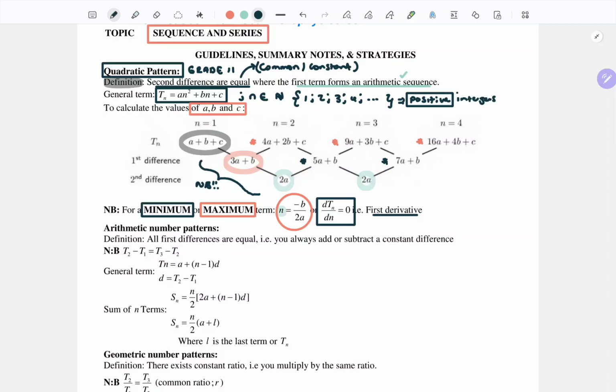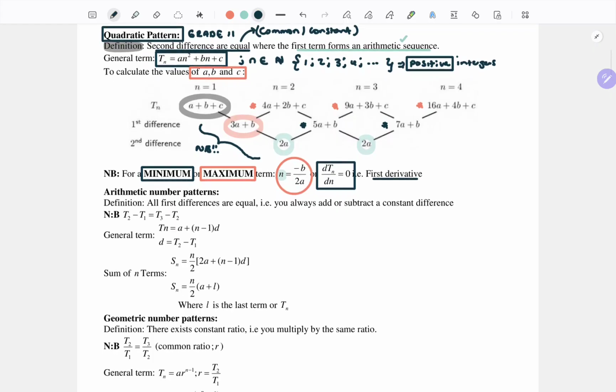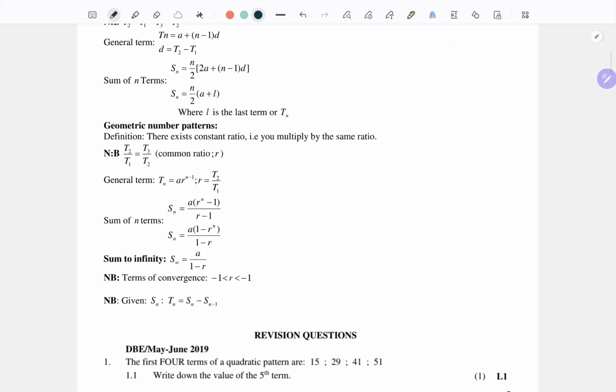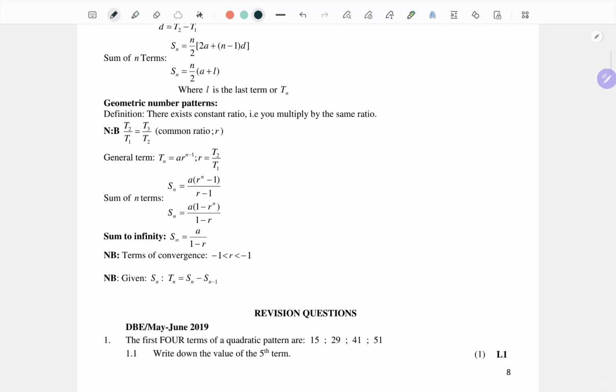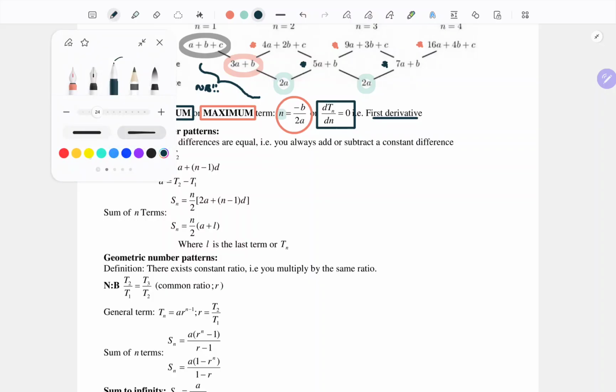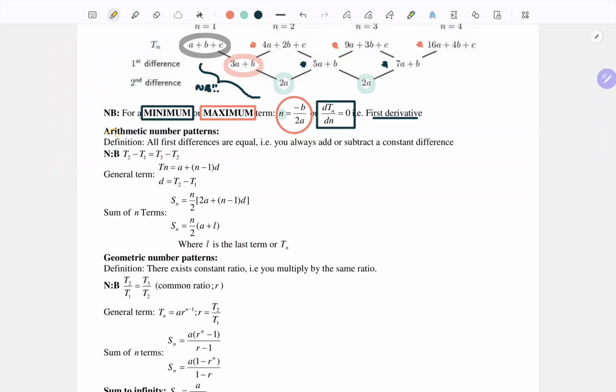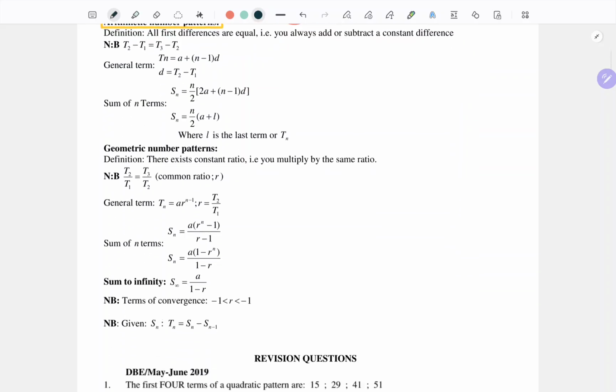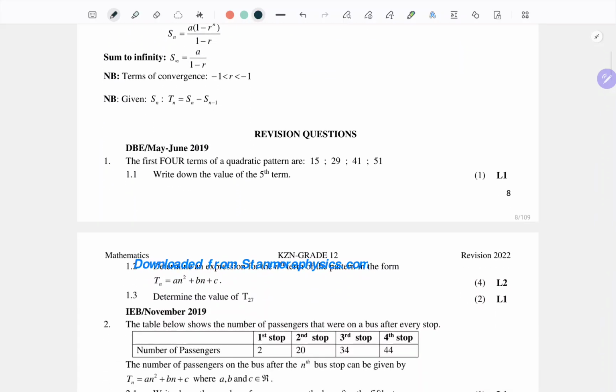Right. So folks, this is the quadratic pattern. I'm not going to go to the others. We will next look at the arithmetic and then the geometric. And with the geometric, we've got the concept of sum to infinity. You already know the arithmetic from grade 10, so there's not a lot to talk about, but we're going to leave it at that for now. Right, now let's get to questions.